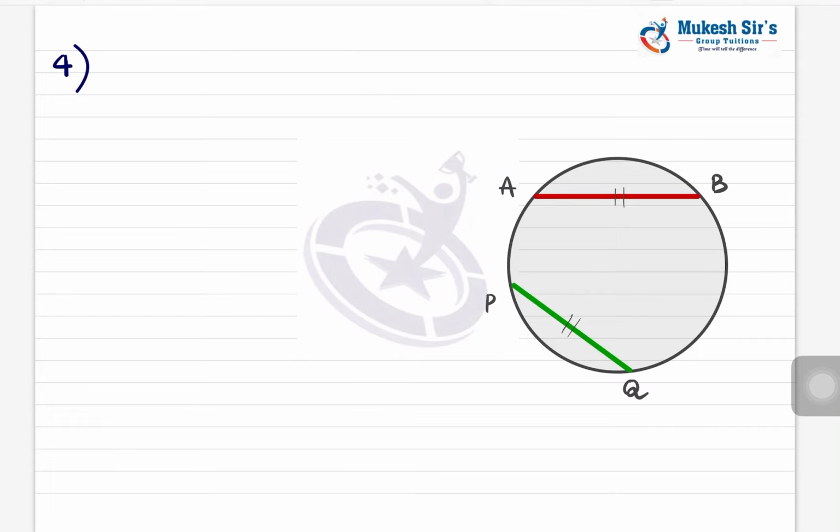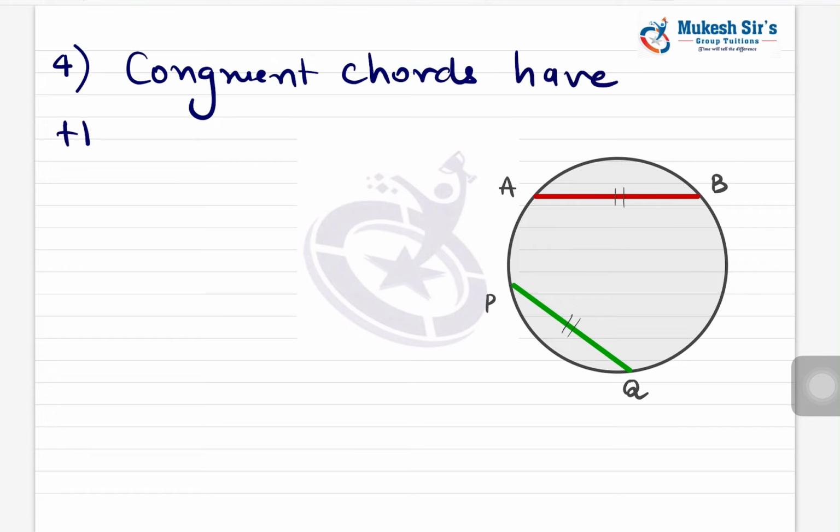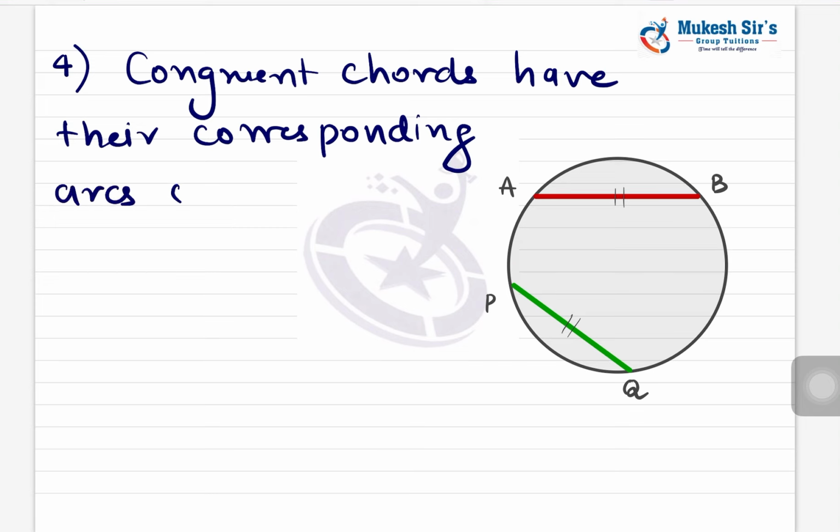So the property says: congruent chords have their corresponding arcs congruent.